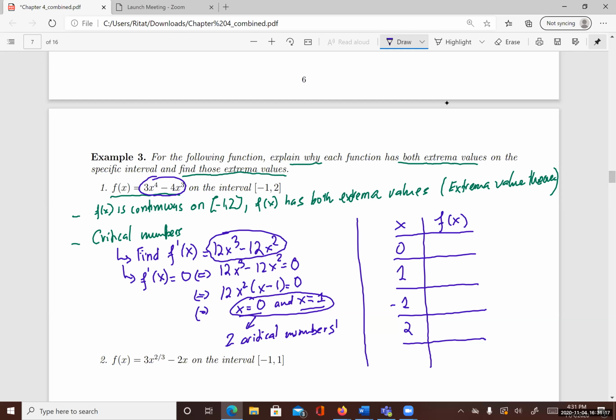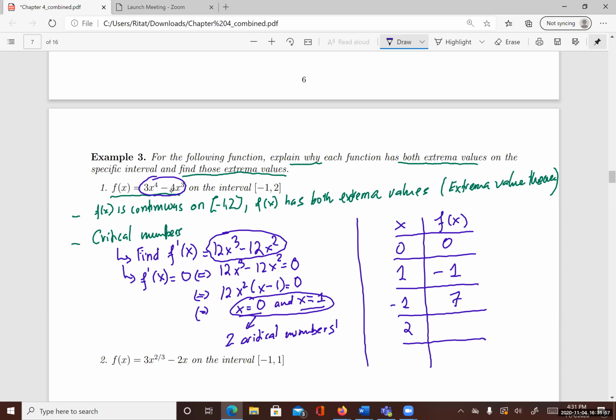If x equals 0, f of x is simple enough, it's just 0. If x is 1, then you have 1 to the 4th, which is 1, 3 times 1 is 3, minus 1, minus 4 times 1, which is -1. If x is -1, then -1 to the 4th is 1, so 3 times 1 is 3, and then -1 to the third is -1, minus -4 is plus 4, so 3 plus 4 is 7. Then 2.